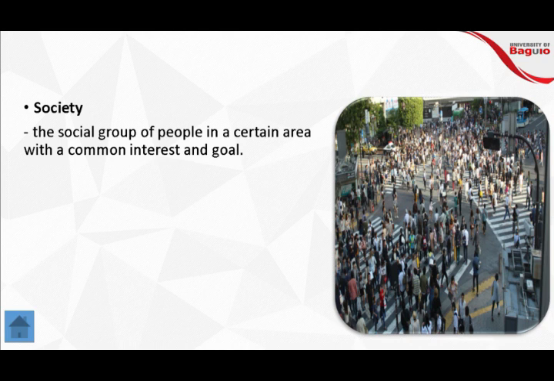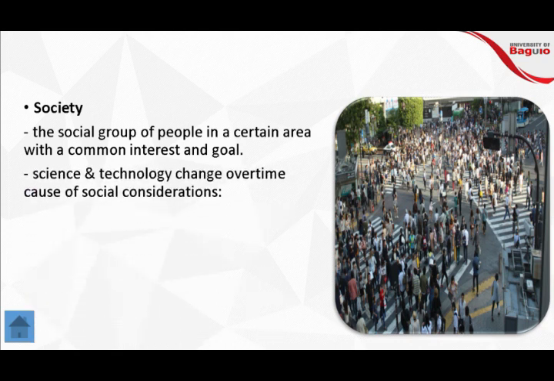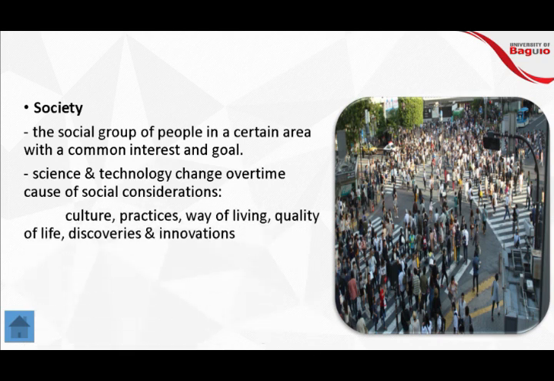Society is being defined as a social group of people in a certain area with a common interest and common goal. And since we are talking about science and technology, and it is mentioned that science and technology change over time because of social considerations, or because of our society. In these social considerations, number one is culture.